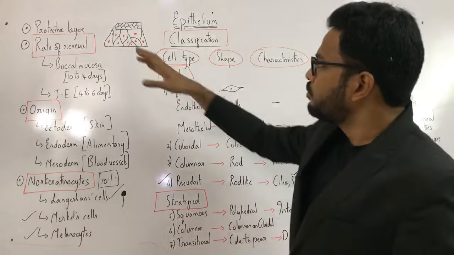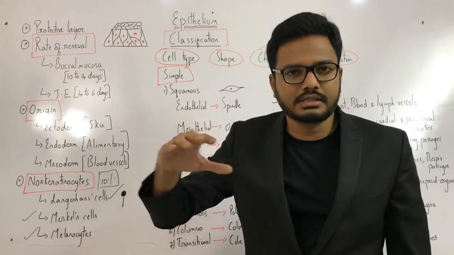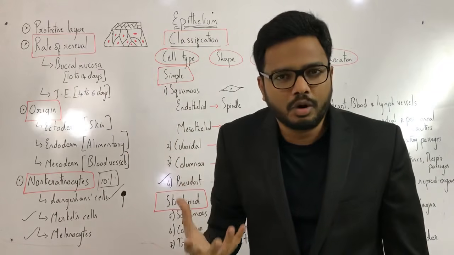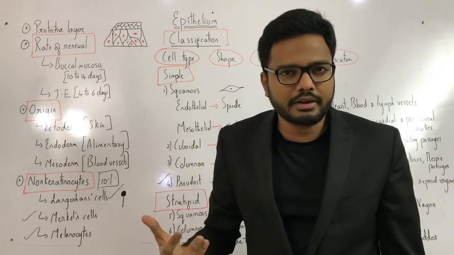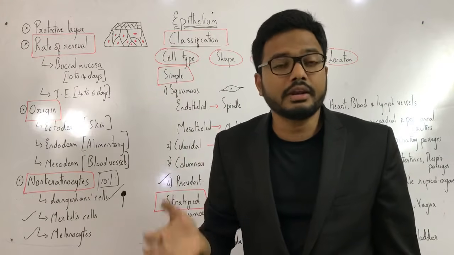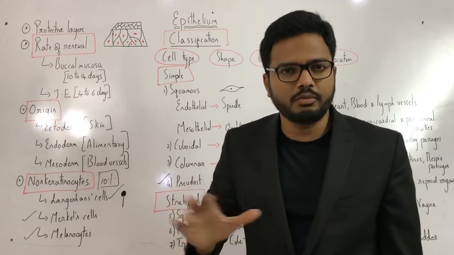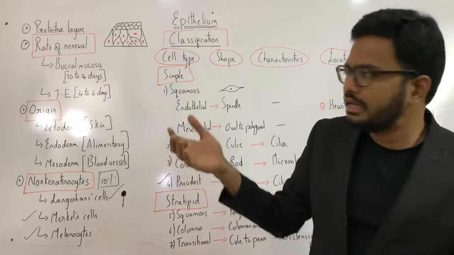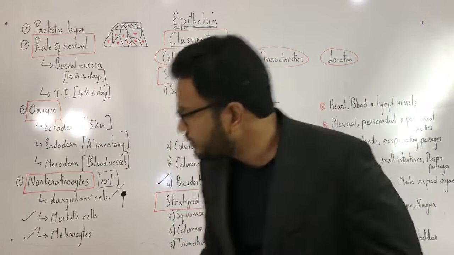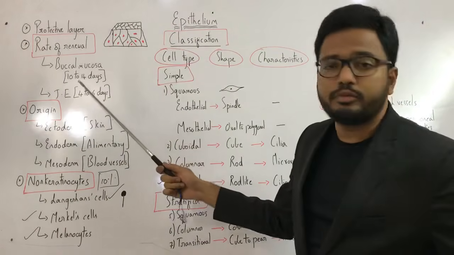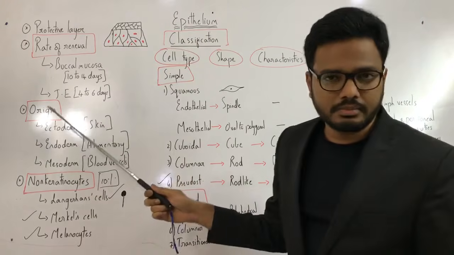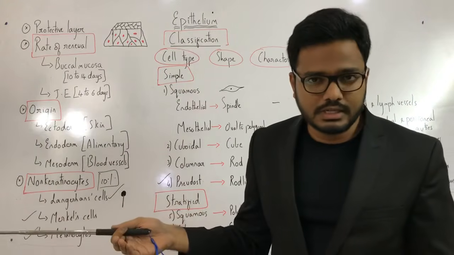Anyways, now moving to rate of renewal, as we have been discussing, the basal layer of cells are highly metabolically active. There is rapid mitosis, rapid rate of renewal, and depending upon the location of the epithelium, we have different rates of renewal. Rates of renewal in case of your buccal mucosa is around 10 to 14 days. In case of junctional epithelium, it's much more rapid, 4 to 6 days.